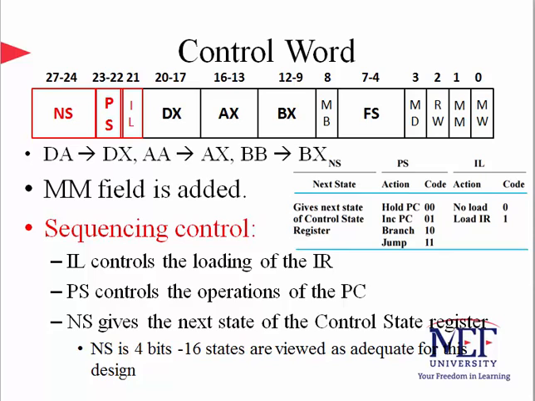This is the control word for the multi-cycle implementation. DA, AA, and BA are replaced by DX, AX, and BX because now we need 4 bits. And the MM field is new.